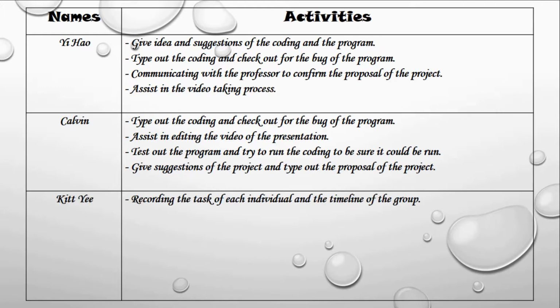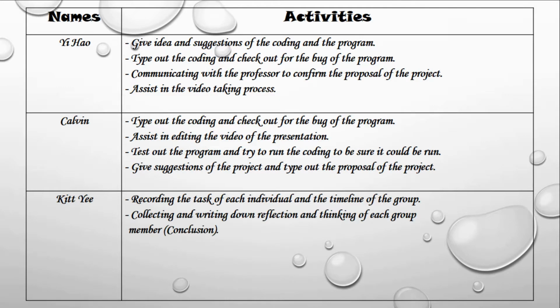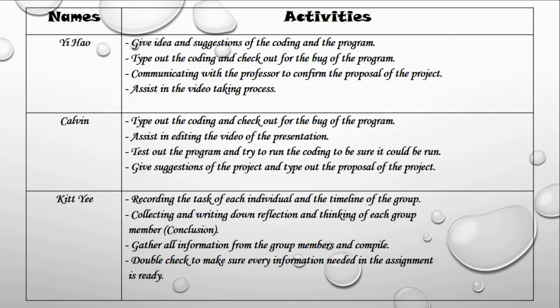Next, Kitt Yee records the task of each individual and the timeline of the group. She also collects and writes down the reflection and thoughts of each group member and gathers all the information from the group members to compile. She double-checks to make sure every piece of information needed in the assignment is ready.